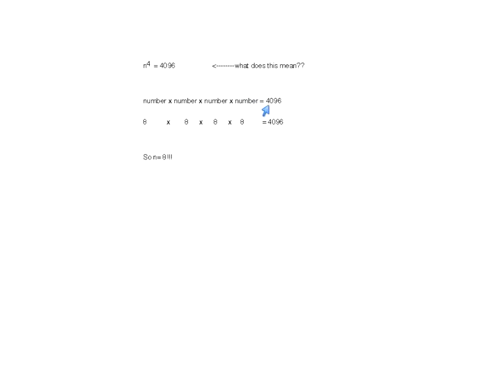So what you could do now on your calculator is plug in different numbers and multiply them 4 times, like 2 times 2 times 2 times 2. What does that equal? Well, that would equal 16. It wouldn't equal 4096. So next you might try 4 and see what that equals. Well, eventually you'd get to the point where you try 8 times 8 times 8 times 8. In other words, 8 to the 4 equals 4096. So n equals 8.